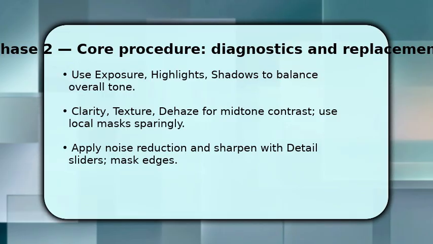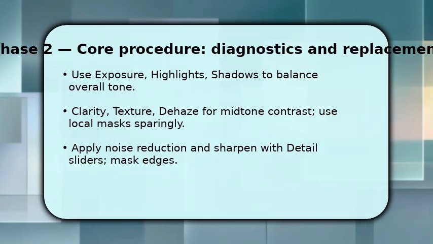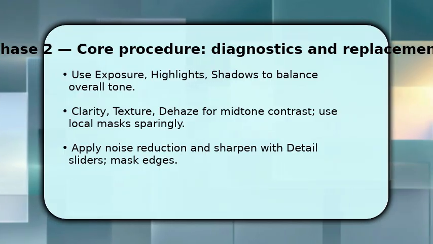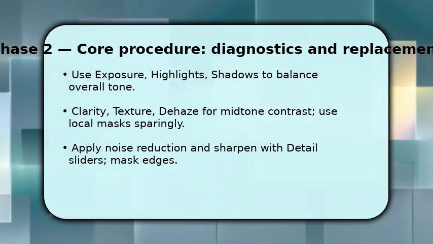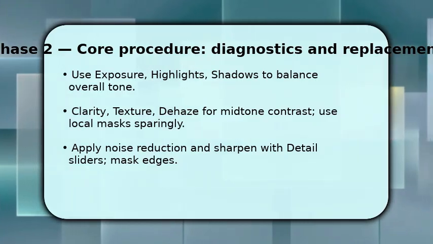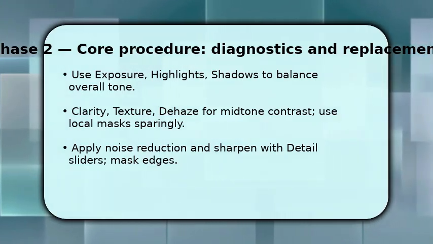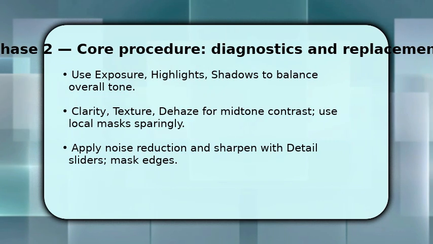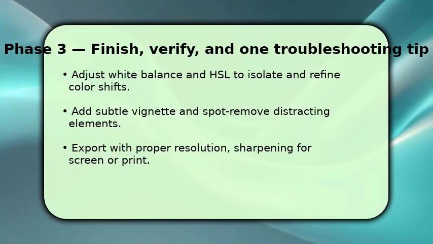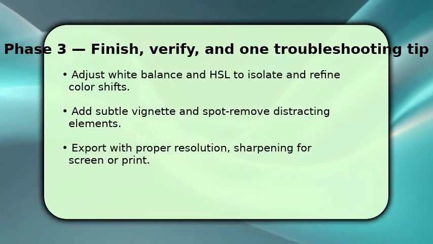Then apply texture and clarity carefully to enhance micro detail. If you overdo it, skin or fine fabrics look gritty, so use local masks to target only the subject. Finally, use detail sliders. Increase sharpening while holding Alt to view the mask, and apply noise reduction to smooth backgrounds without losing edge detail. For the finish, correct white balance to neutralize casts.